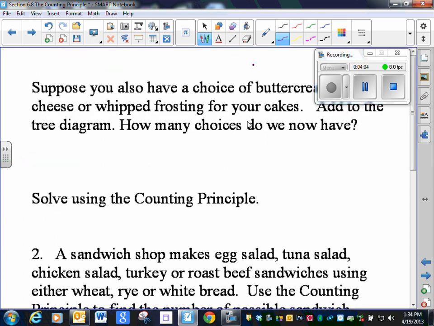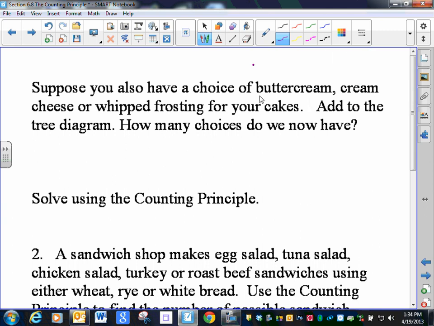Suppose you also have a choice, here are my frostings, of buttercream, cream cheese, or whipped frostings for your cakes. So we had 2 choices for shapes, 3 choices for cake flavor, and now we have 1, 2, 3 frosting choices. Now, if we had to draw a tree diagram, it would get more cumbersome. So we're going to use the counting principle, and we're just going to say, well, 2 times 3 is 6, times 3 is 18 total possibilities. And we certainly could make a tree diagram if we wanted to, but we're going to solve most of our stuff using the counting principle.